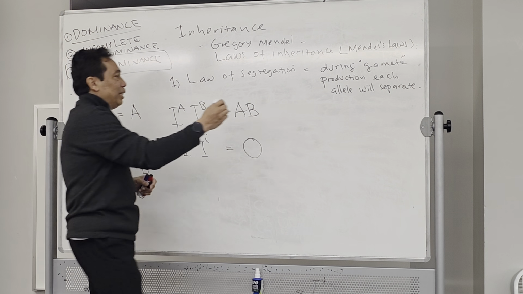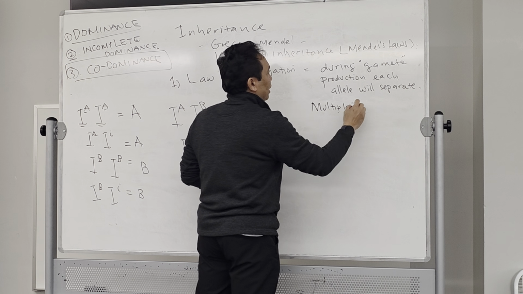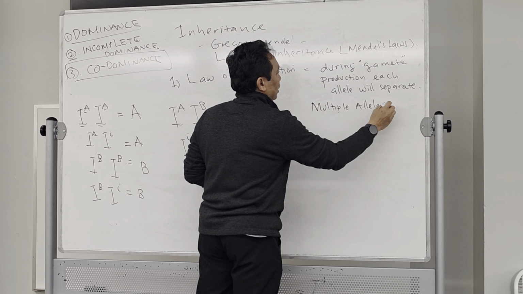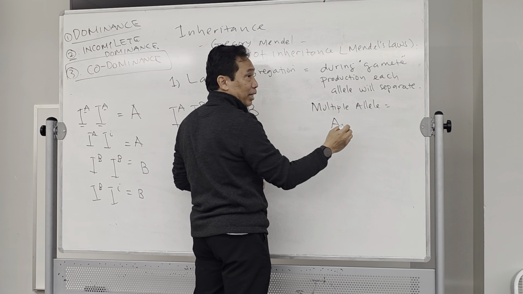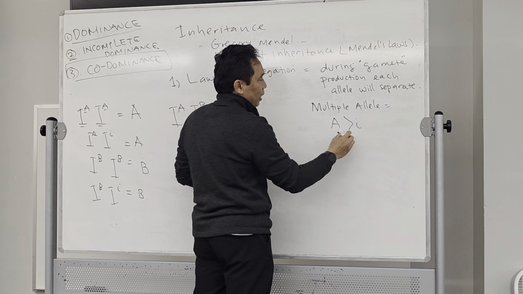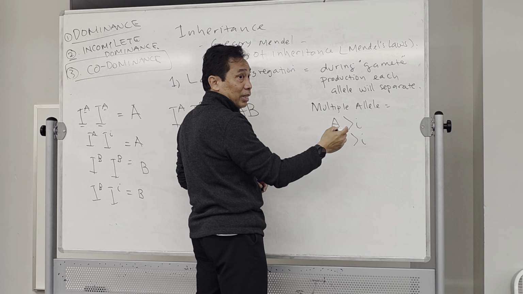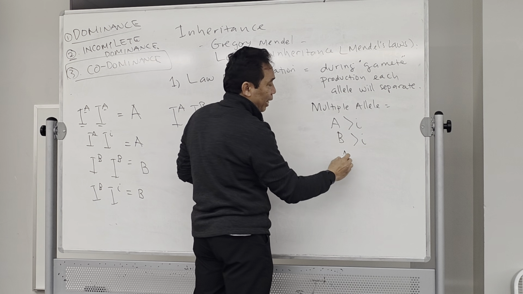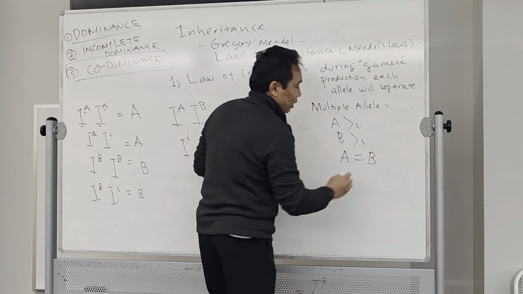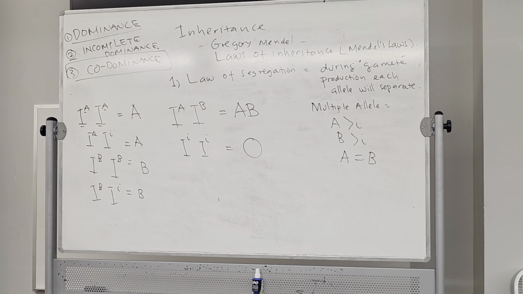Okay, so this is multiple allele inheritance, multiple alleles inheritance in blood type. A is actually dominant to I, B is dominant to I. So I is going to be recessive for both A and B, but A and B have the same strength. Therefore, they are codominant. Can you follow this one first?